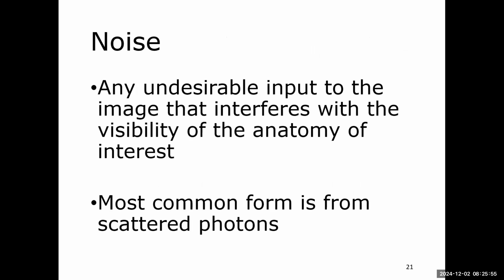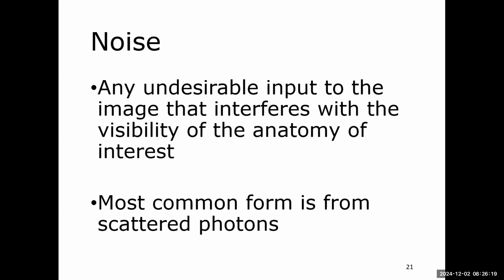Noise is any undesirable input to the image that interferes with the visibility of the anatomy of interest. The most common form is from scattered photons. So there's different kinds of noise. We can get quantum noise, which just means we didn't use enough mAs. There weren't enough photons to create the image without that mottled or grainy appearance.